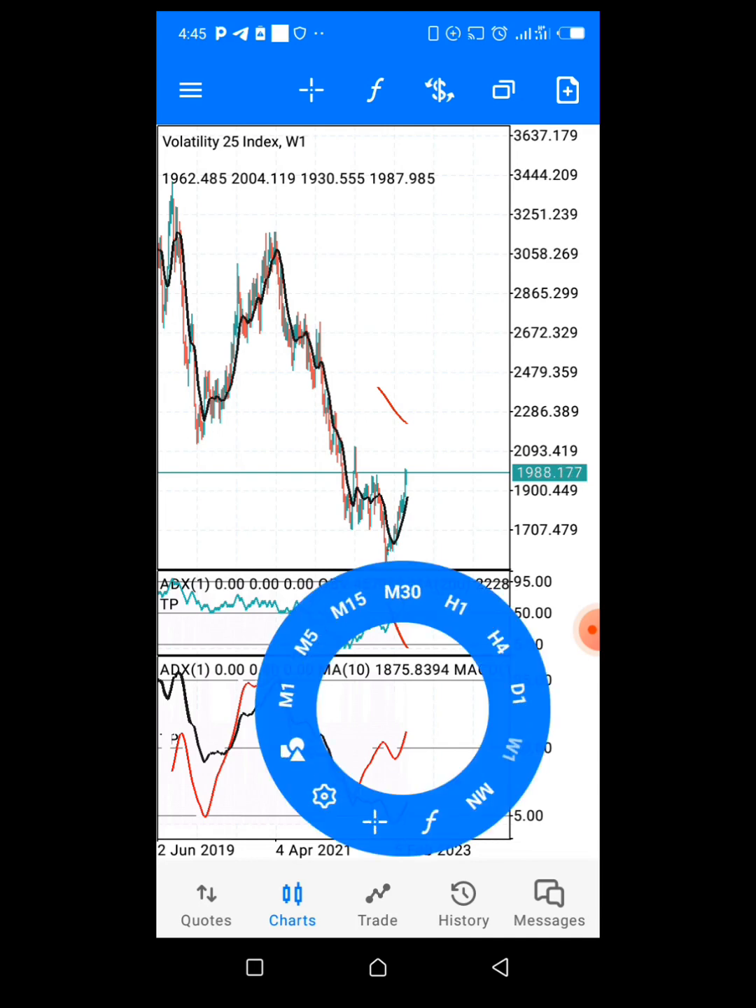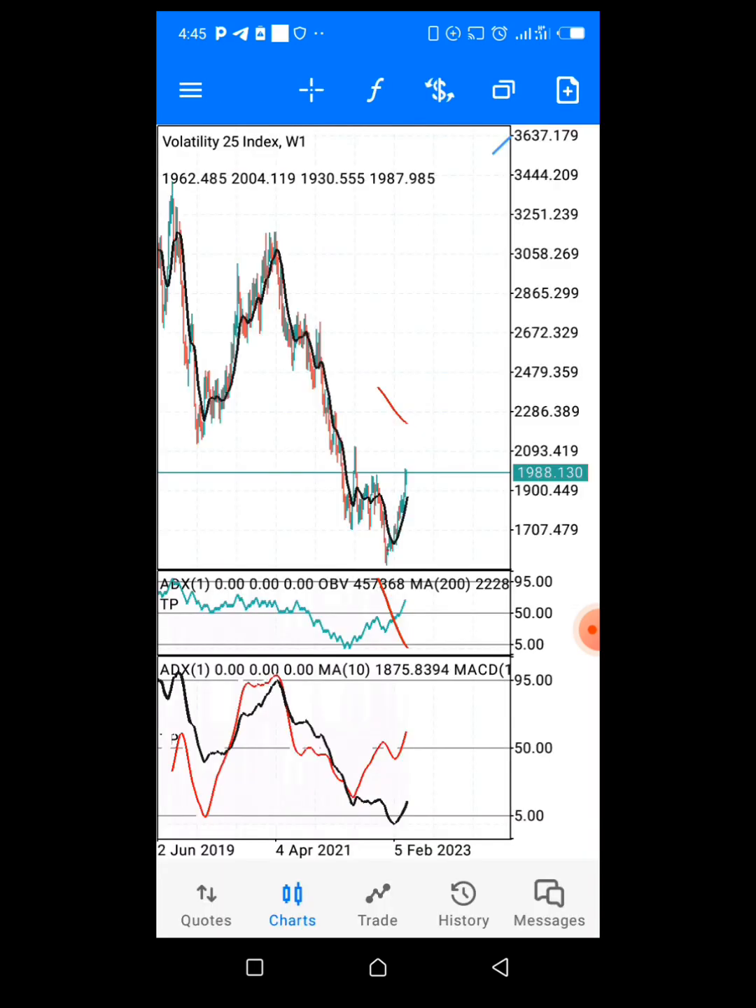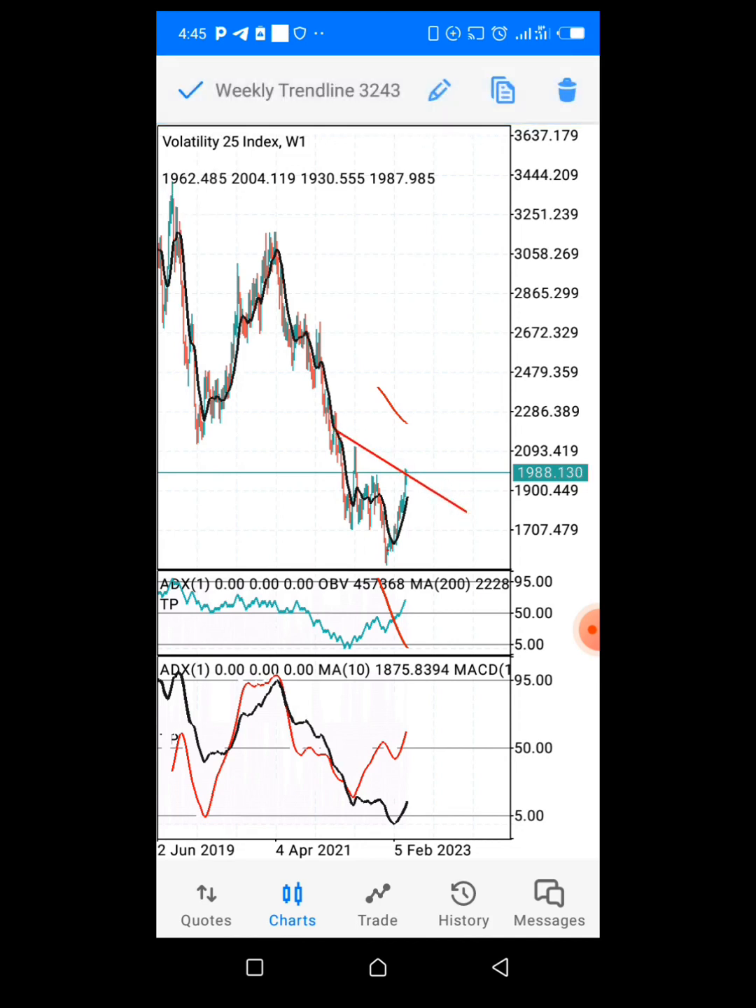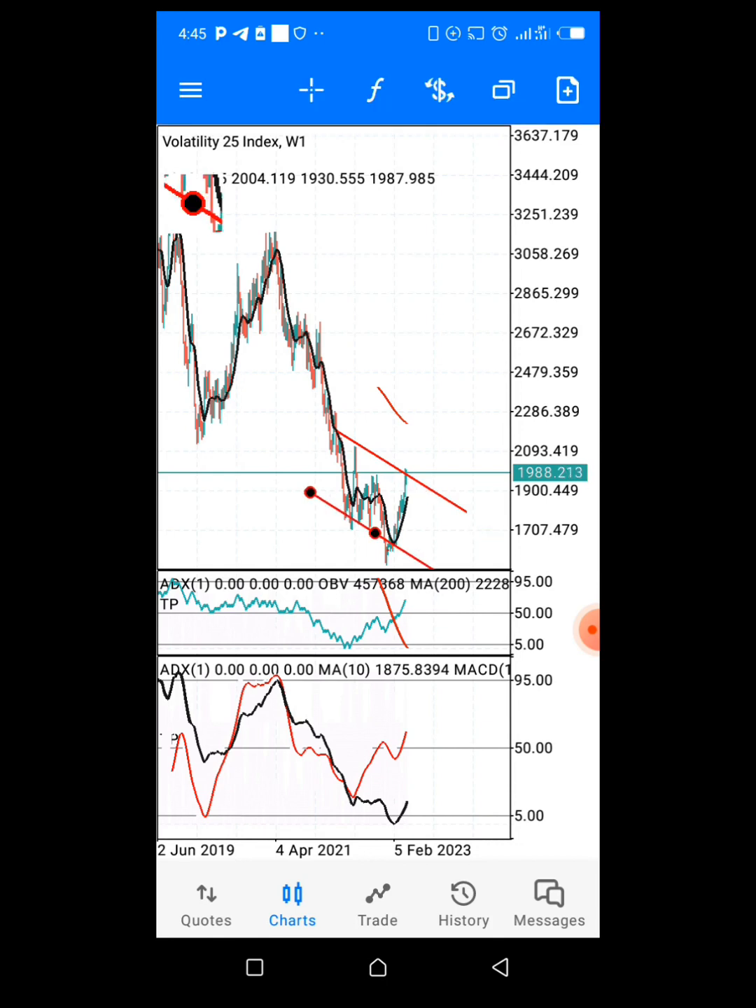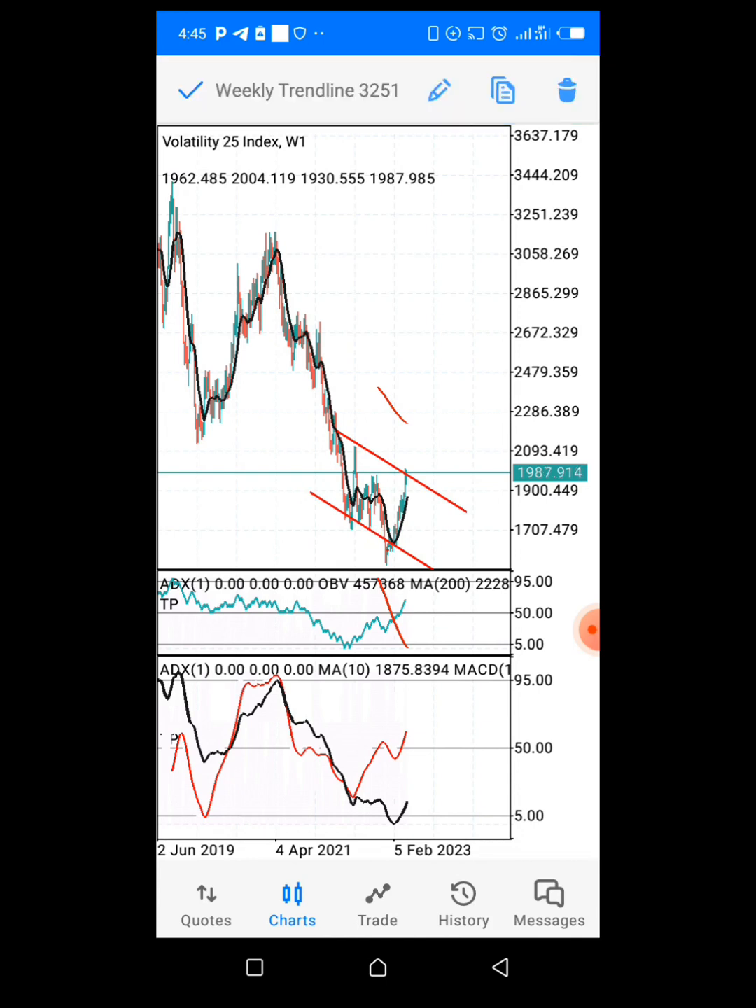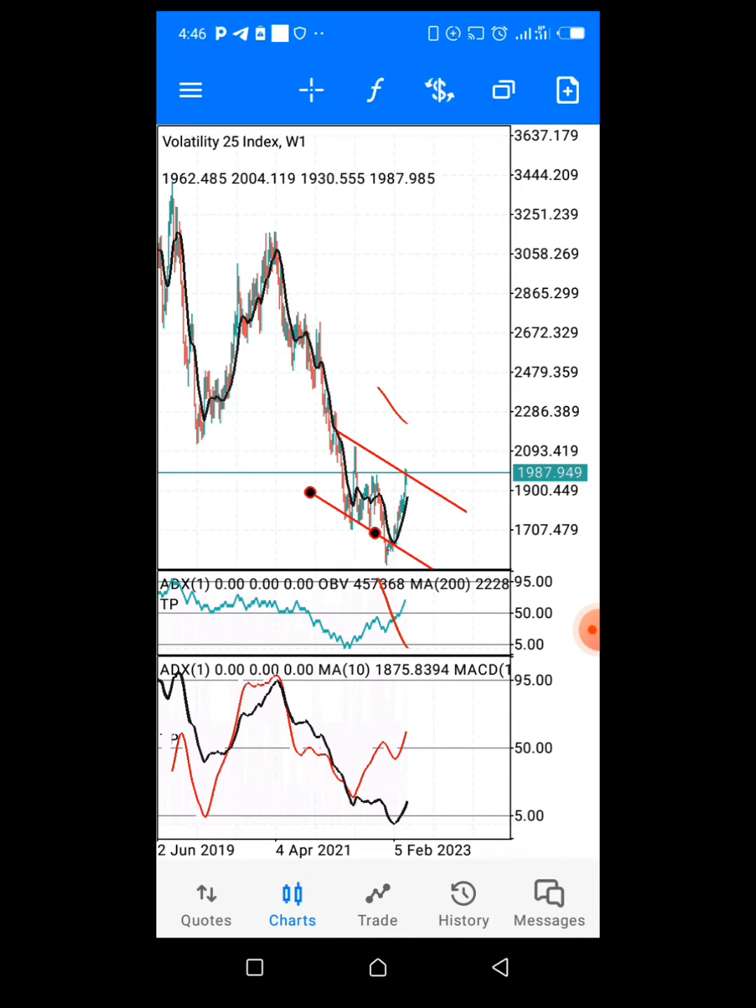Now this is our weekly time frame. From what we are seeing currently in the market, it is going to retrace. The market is going to retrace. You have to draw your trend line very accurate. You have to draw your trend line very well.